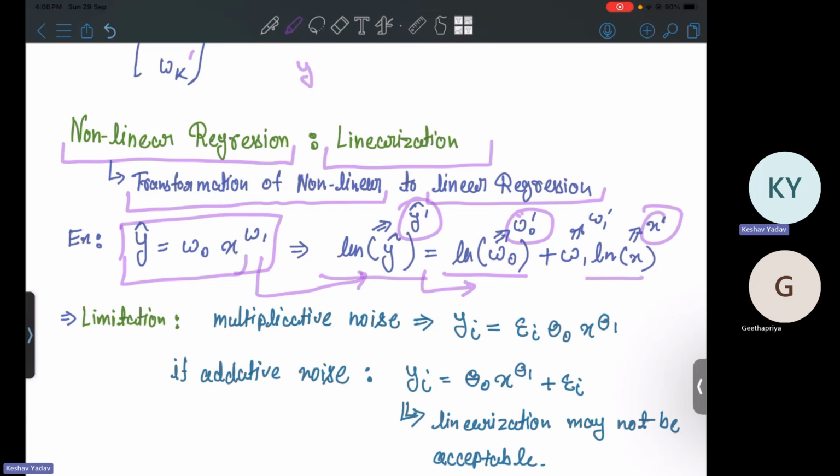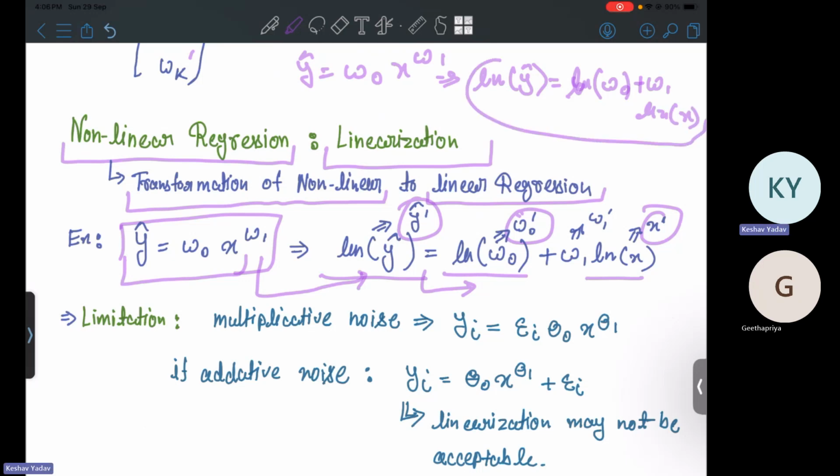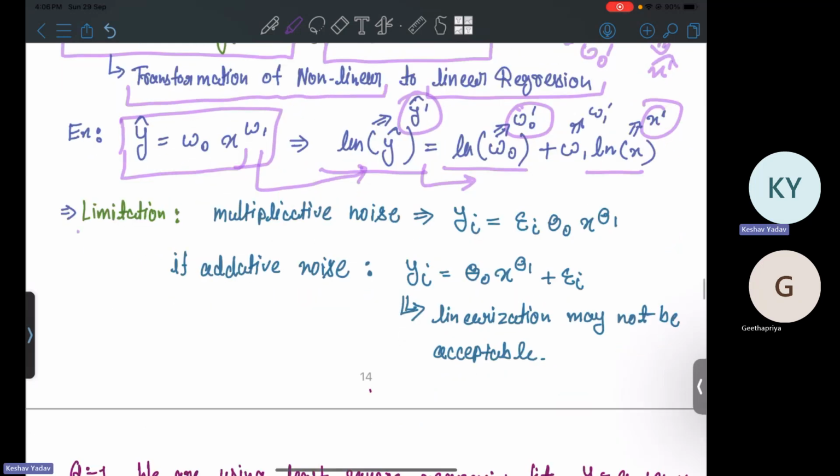So here we have y hat related to w0 x to the power w1. We have taken the ln on both sides, so ln y hat equals ln w0 plus w1 ln of x. So this is a linear relation. We have assumed some values: this is w0 dash, this is y dash, and this is x dash. Like that we have converted it into a linear relation, but it has some limitation.